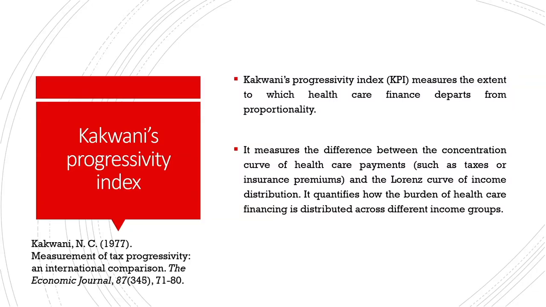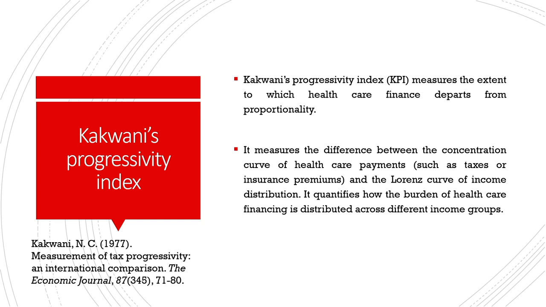So, let us understand this progressivity index, which is called Kakwani's Progressivity Index. This is an index which measures the extent to which healthcare finance departs from proportionality, and it measures the difference between the concentration curve of healthcare payments and the Lorenz curve of income distribution. Basically, it quantifies how the burden of healthcare finance is distributed across different income groups.